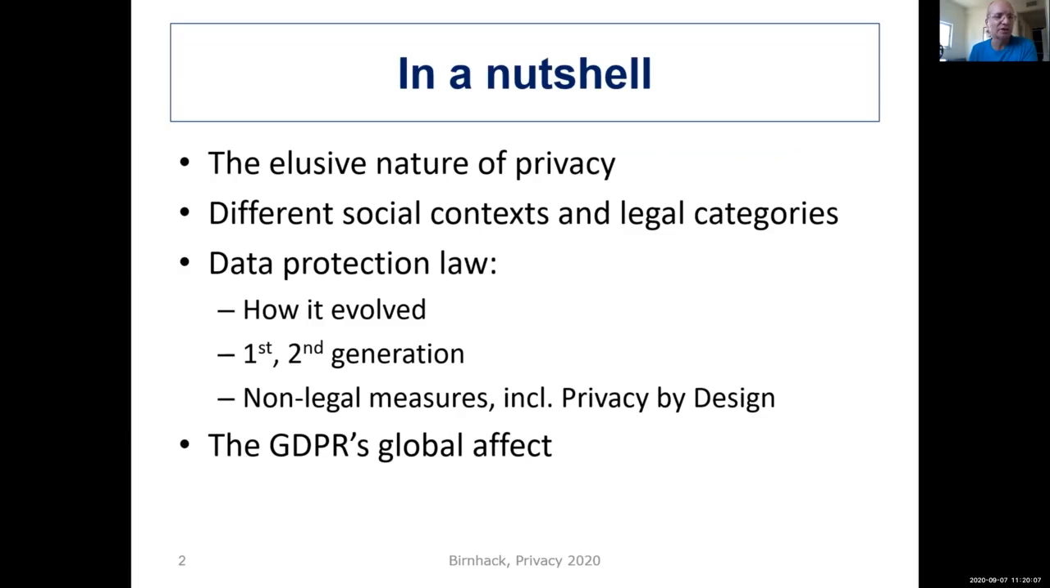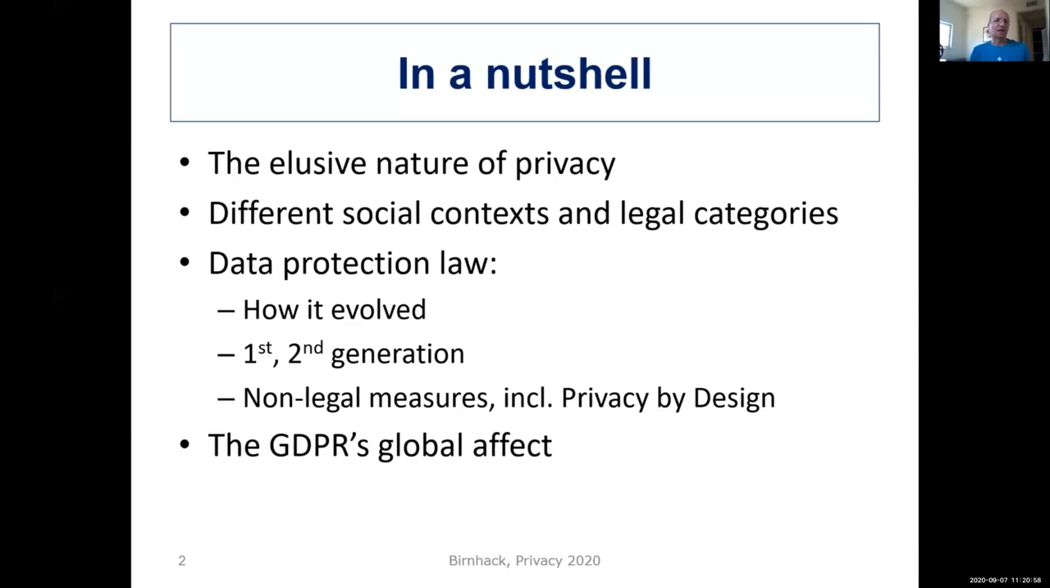So what I would like to discuss is first, a little bit about the nature of privacy, which Or in his opening comments has pointed to. And then I would like to discuss the different social contexts and matching legal categories that try to address these social contexts, but don't always manage to do so. Then we will focus on data protection law, and if time permits, we will discuss also issues of privacy by design, and if time permits, even more specifically, contact tracing technologies. And if we still have some more time, we will discuss the global effect of the GDPR.